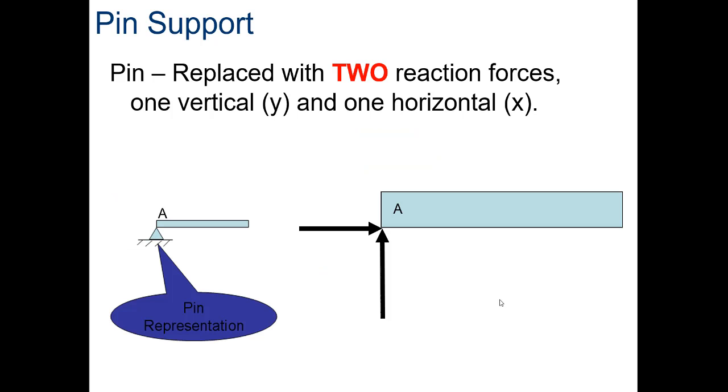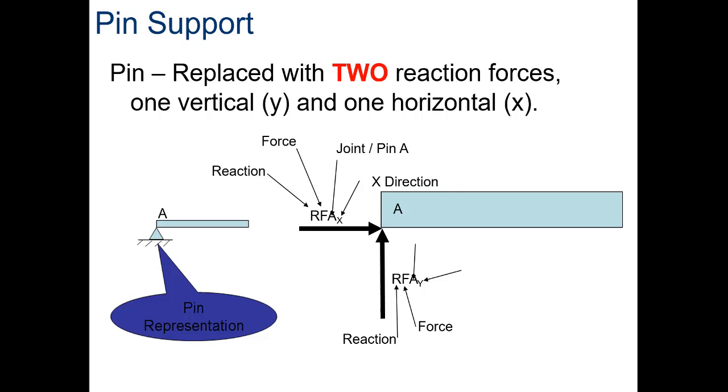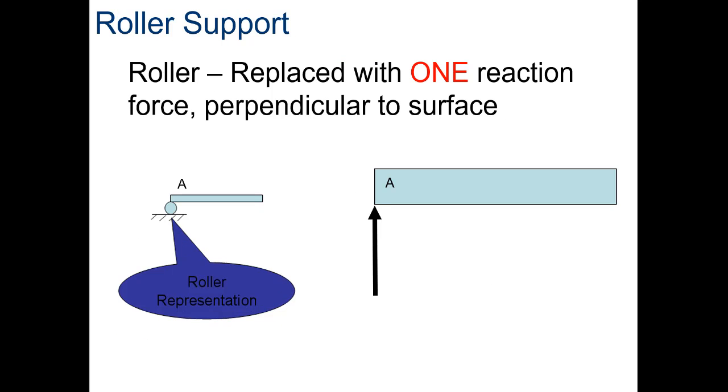So they do RFAX, which stands for reaction force at point A in the x direction. I cut out that F and I just say RAX. A roller joint: perpendicular. It says perpendicular to the surface.